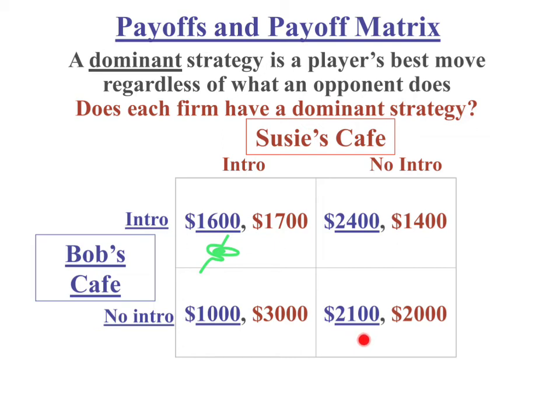Okay, everything that's blue is Bob, everything that's red is Susie. These two squares here are suggesting that Susie is not introducing. Okay, what are the payoffs if there's no introducing? Well, Bob is either introducing for $2,400 or not introducing for $2,100. Which one is the higher payoff? It's going to be $2,400, okay? So in both cases, regardless of what Susie does, whether she introduces the sandwich or doesn't introduce the sandwich, Bob should introduce, okay? That's always the best decision for him. It doesn't matter what Susie does.